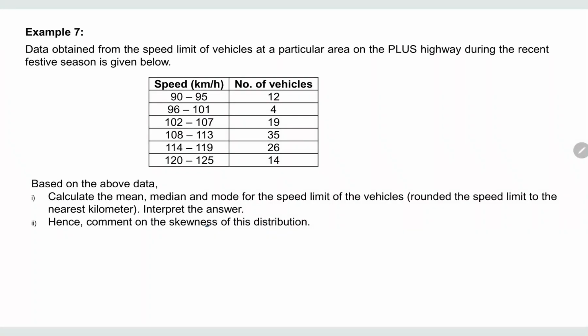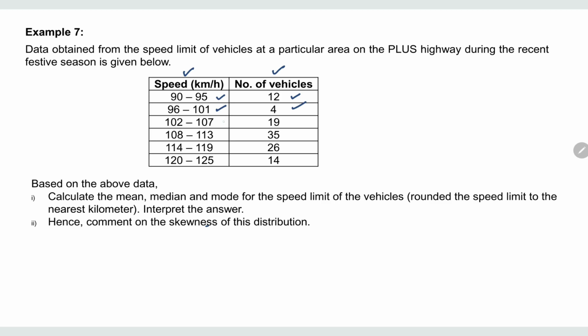Example 7. Data obtained from the speed limits of vehicles at a particular area on the Plus Highway during the recent festival season is given below. The speed in km per hour and the number of vehicles. For the first class, the speed is 90 until 95 km per hour with the number of vehicles 12. For the second class, 96 until 101 km per hour with the number of vehicles 4.